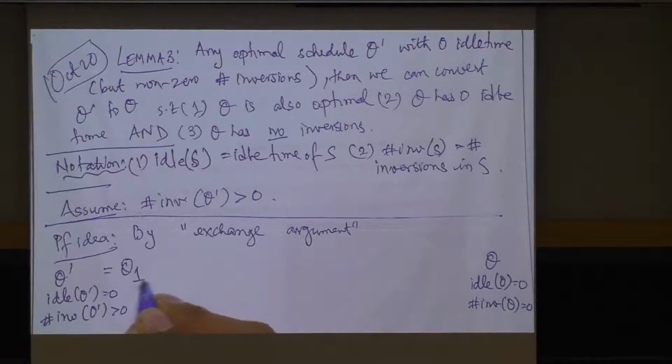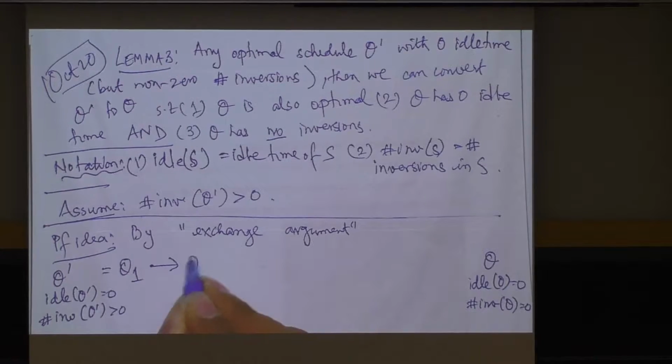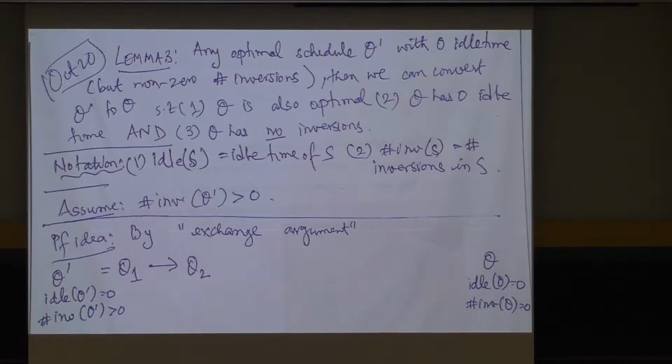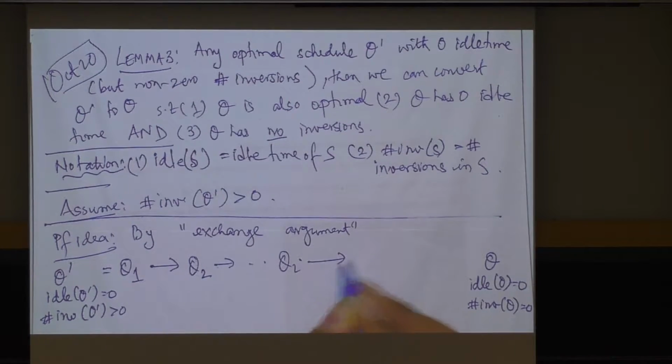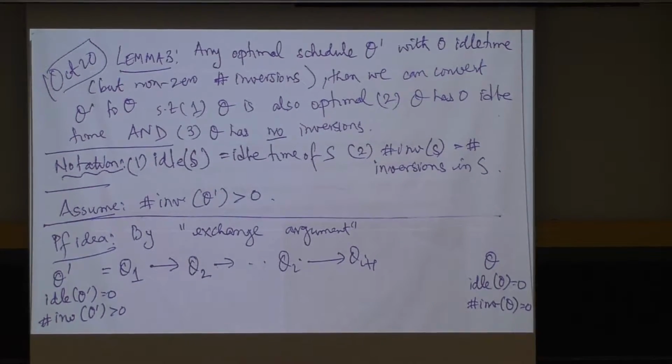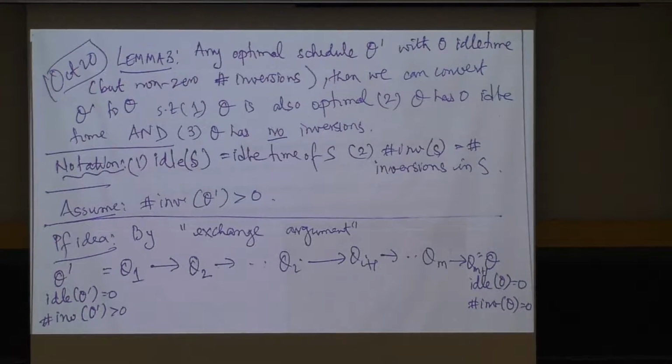So let me call this very first guy O of 1, and then you're going to make one step, and we're going to see you swap two jobs, and that's why it's called an exchange argument. And then in general, you'll have one transformation. The ith guy goes to i minus 1. Okay. And you essentially keep on doing this till you end up with 0 inversions.